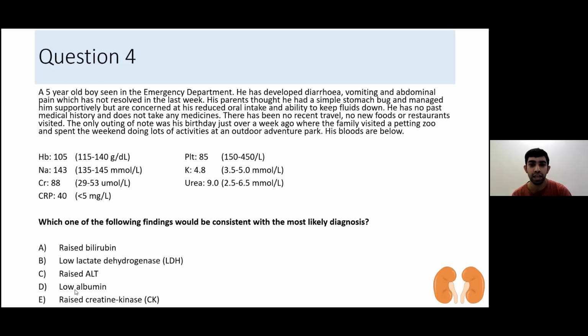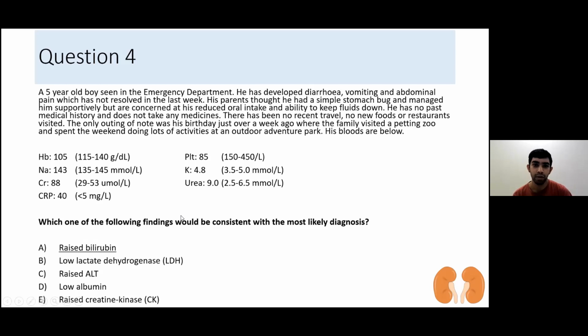So you don't tend to get significant acute liver failure, nor do you tend to get albumin lost via various enteropathies or leaking through the kidney. Okay, and you don't tend to see a raised creatine kinase. That is essentially, for the most part, a result of muscle breakdown, which is not happening here. So this is assessing your knowledge of disease processes rather than the overall diagnosis. And the correct answer is A, raised bilirubin.